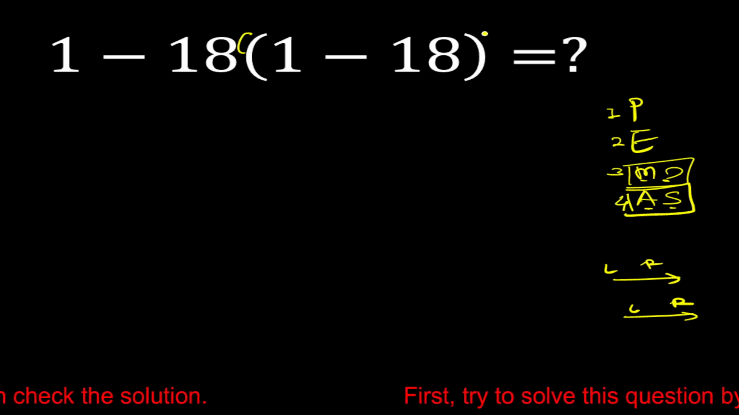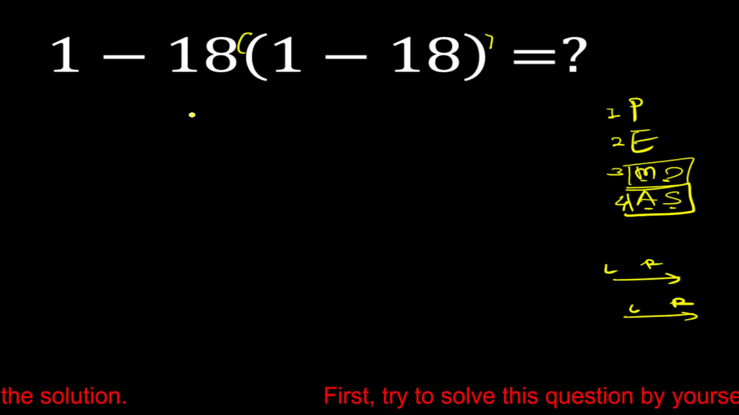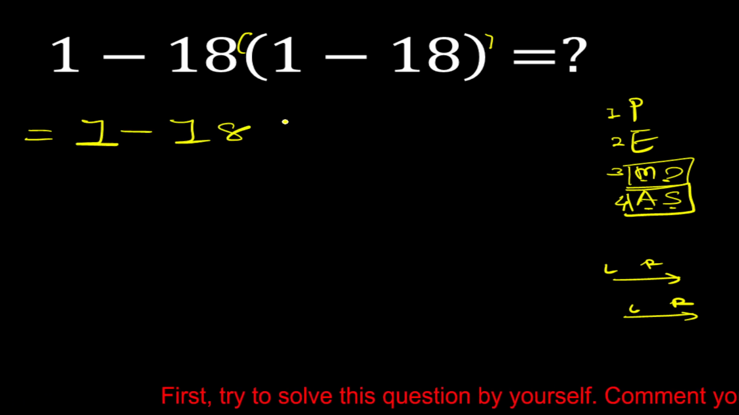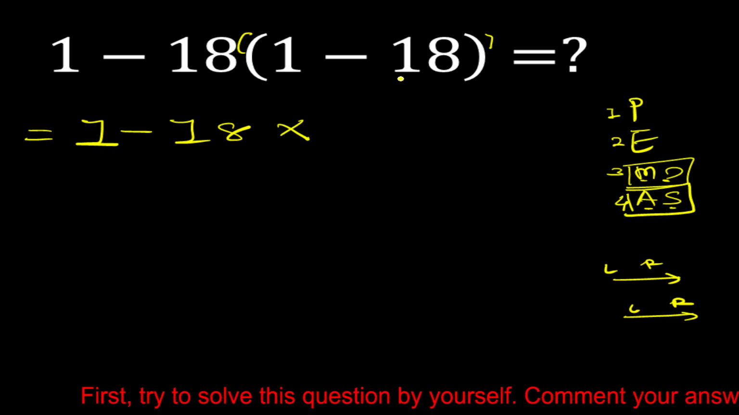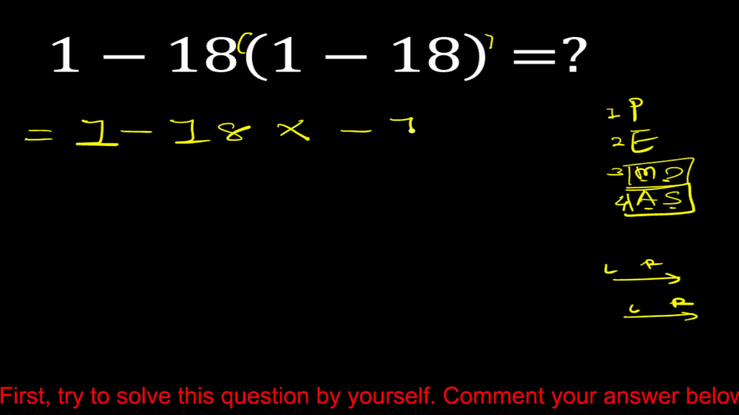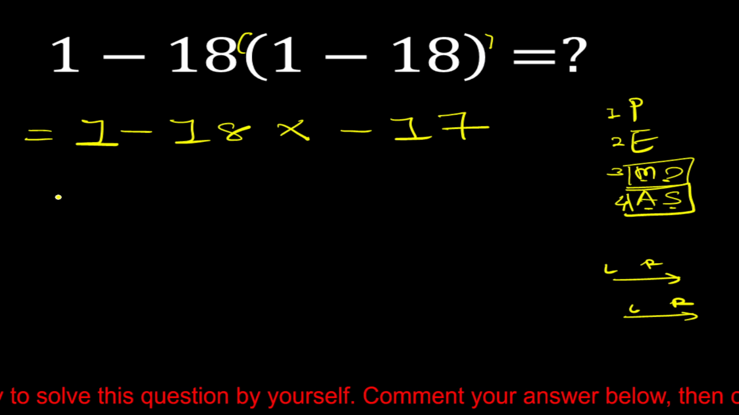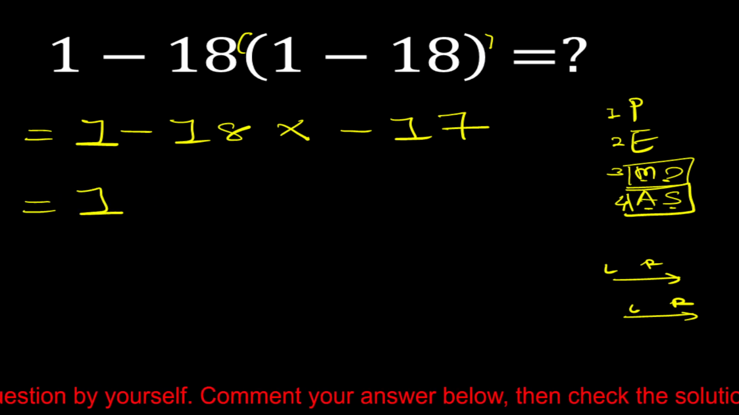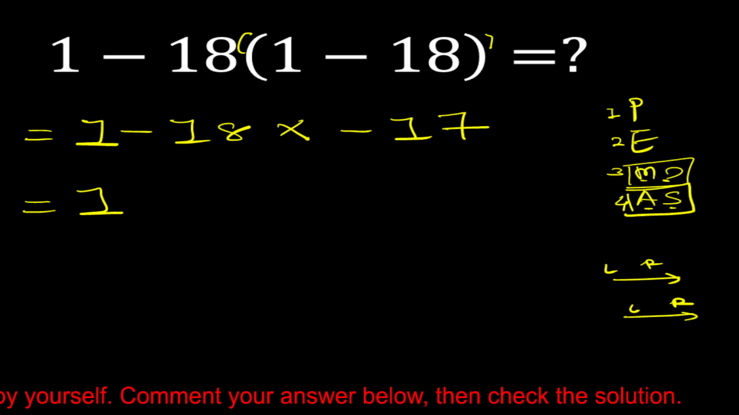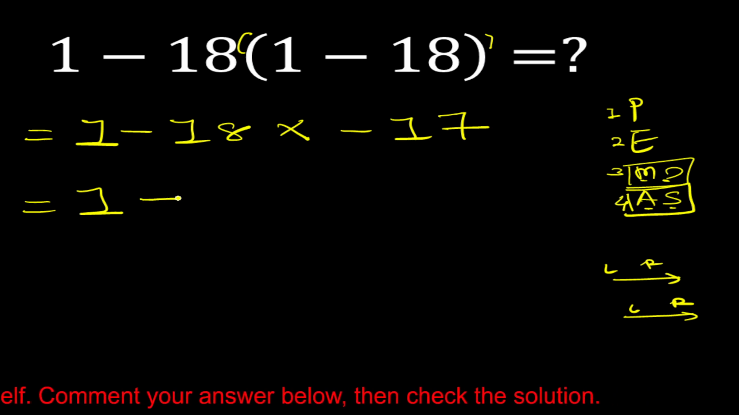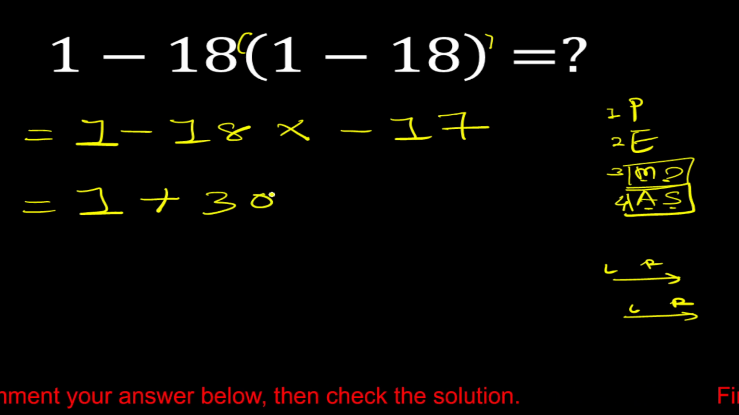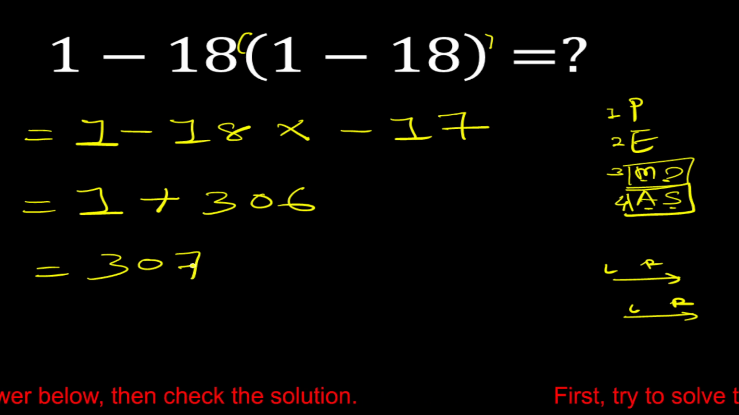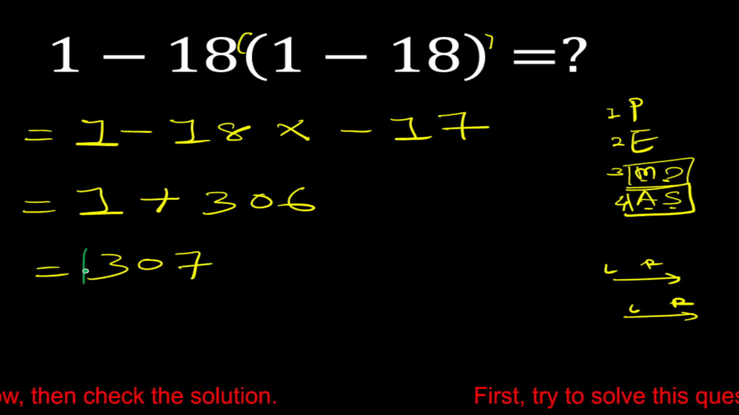So here the first priority is this parenthesis. So is equal to 1 minus 18 multiply. Now solve this parenthesis. 1 minus 18 is equal to minus 17. Okay. So now minus 18 multiply minus 17, okay, is equal to plus 306. So 1 plus 306 is equal to 307. So the correct answer is 307.